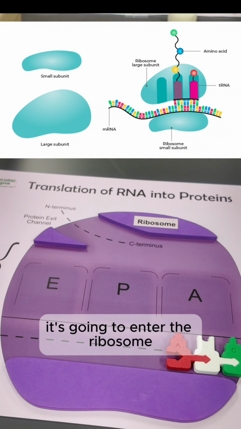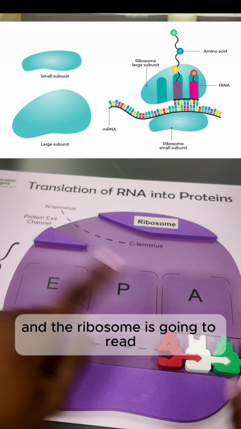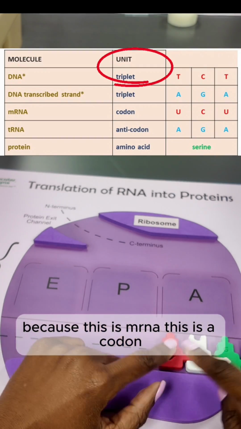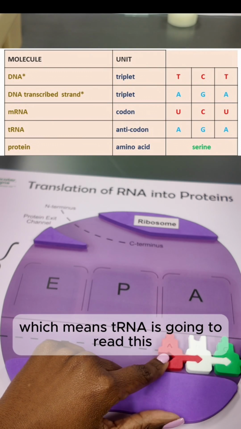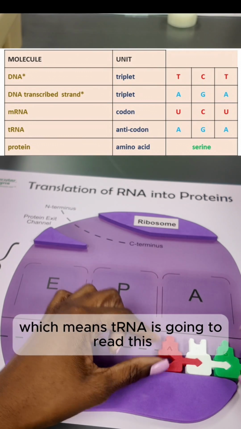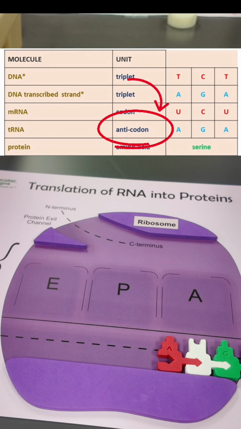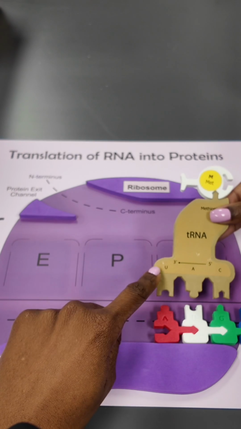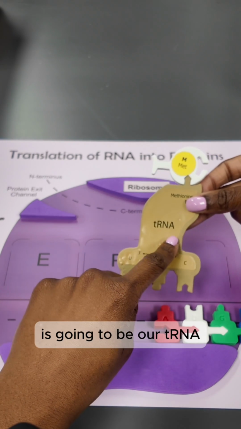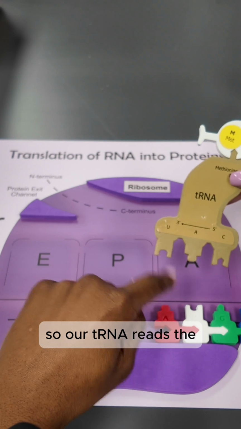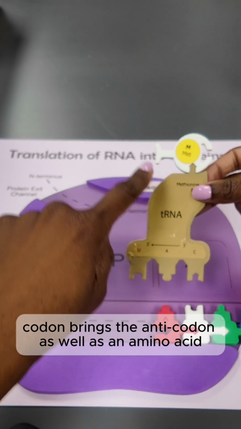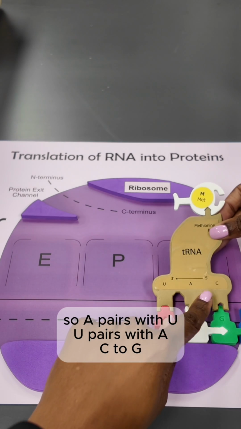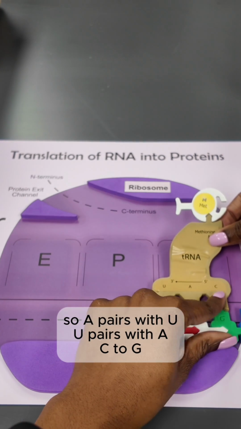It's going to enter the ribosome, and the ribosome is going to read. Now remember, we said the first 3 of DNA is a triplet. Because this is mRNA, this is a codon, which means tRNA is going to read this and bring our anticodon. We have AUG, which is our codon. Our anticodon is going to be our tRNA. So our tRNA reads the codon, brings the anticodon as well as an amino acid. So A pairs with U pairs with A, C to G.